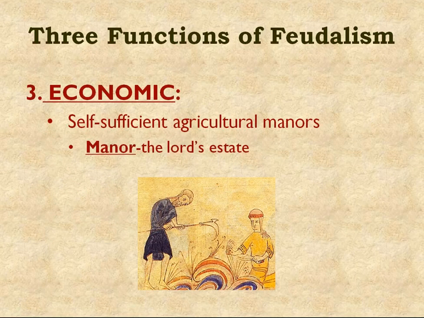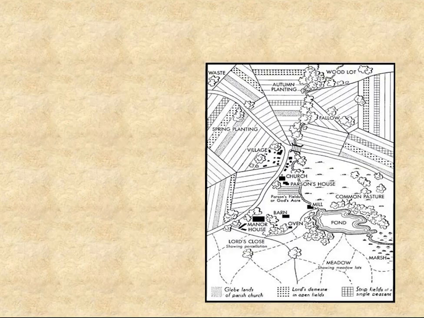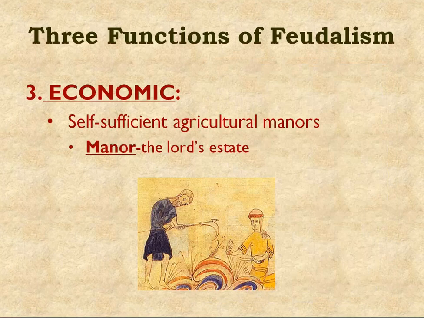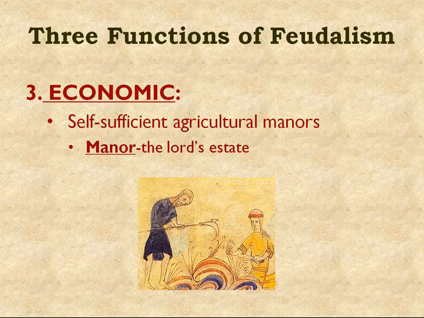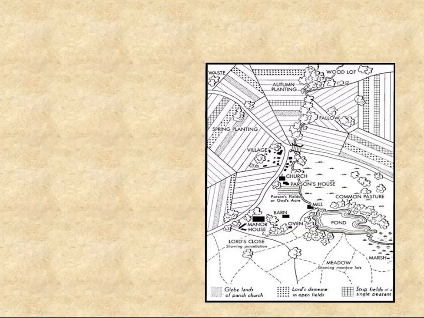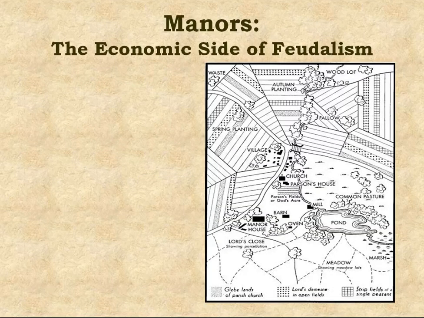The third function is economic, and this deals with the manor. Each of the lord's land would be considered a manor, the lord's estate. And these were self-sufficient agricultural communities where everything that you would need would be produced within the manor. So let's look at the manor itself.